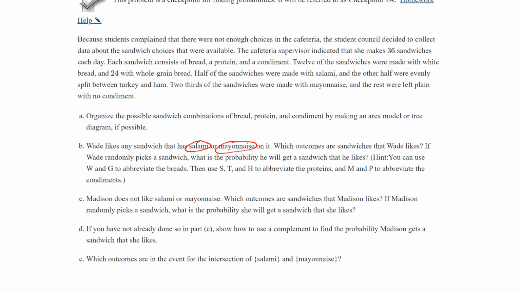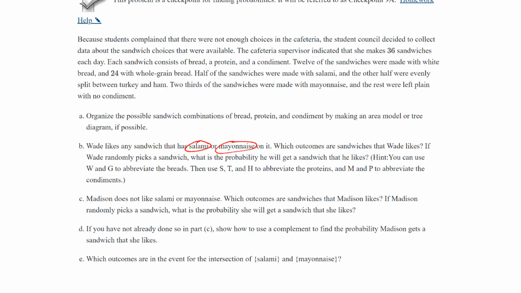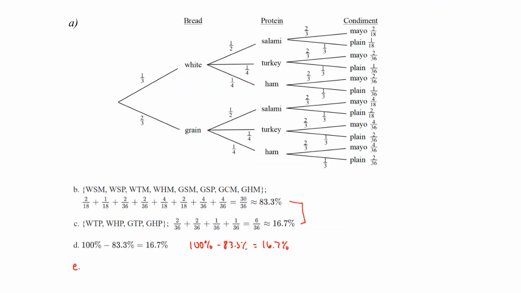And then on part E, which outcomes are in the event for the intersection of salami and mayonnaise? And so then for part E, once again going back, we want the intersection, which is the and, salami and mayonnaise, and we're just looking for the outcomes. So the outcomes would be white, salami, mayo. And then the other one would be grain, salami, and mayo. So there's only two that actually have salami and mayo. And so we should write these in our sets.